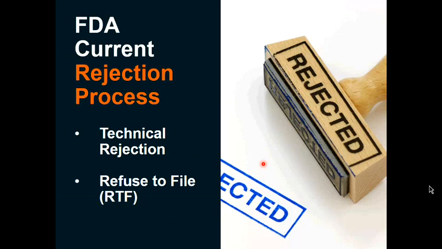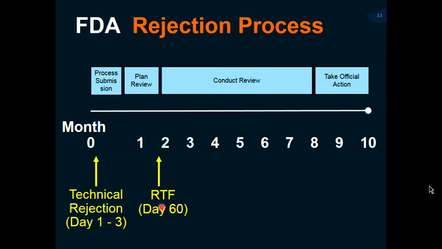So there are actually 2 rejection processes in FDA. The first is technical rejection, and the second is refuse to file. If you take a look at the whole review process, technical rejection happens between day 1 and 3, and then refuse to file about day 60.